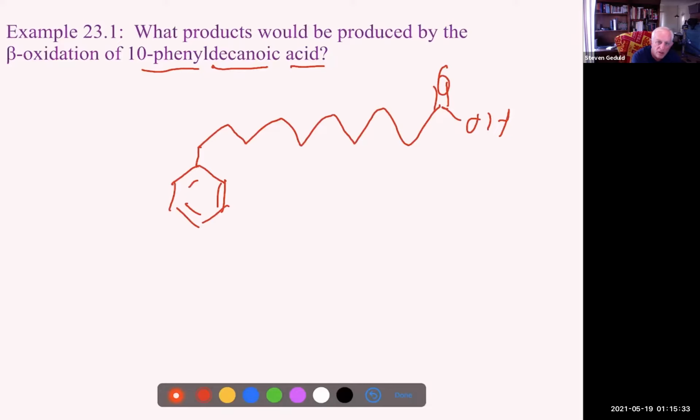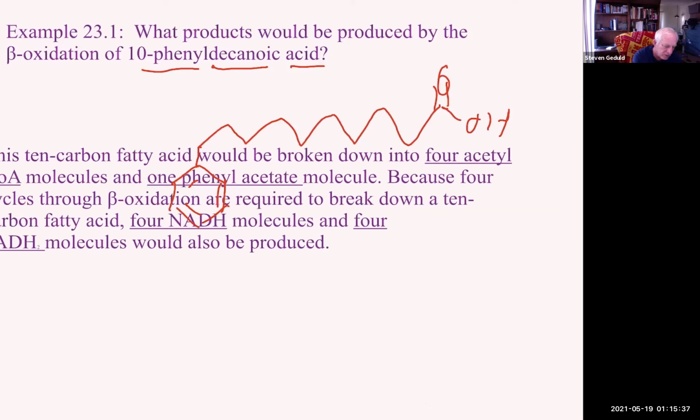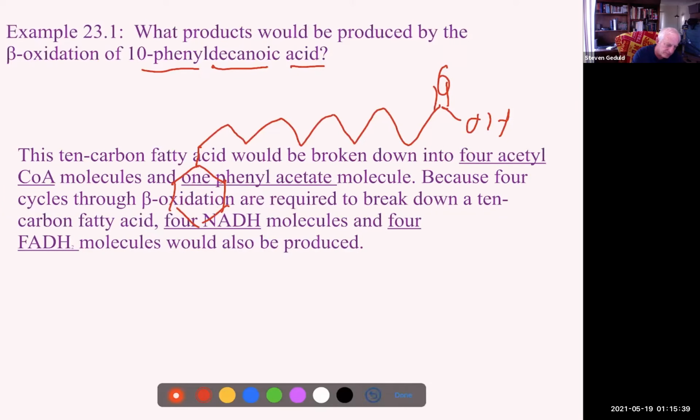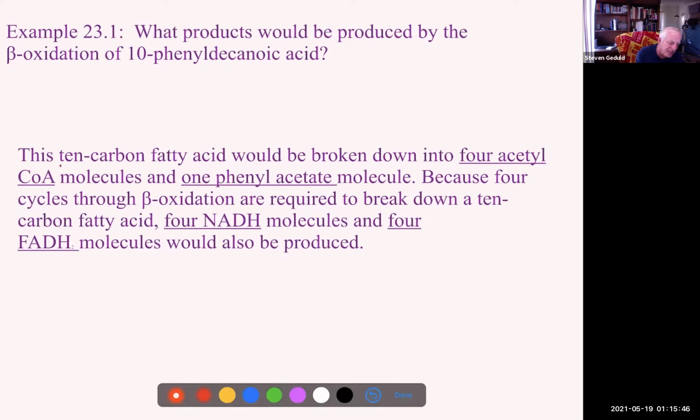Okay, so oxidation, you're going to break it down into 2-carbon sections. So the 10-carbon fatty acid chain is broken into 4 acetyl coenzyme A molecules. That takes care of 8, then the other 2 give you 1 phenyl acetate. Let's break it out like this, maybe it'll make a little more sense.